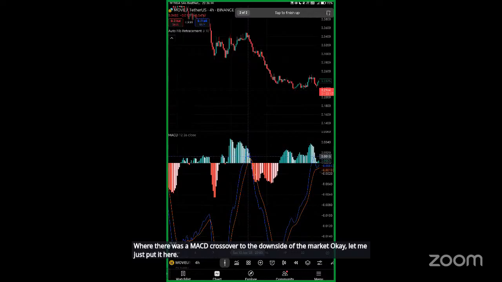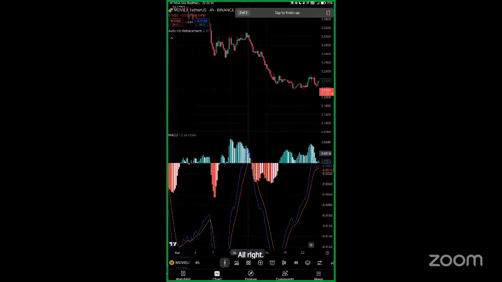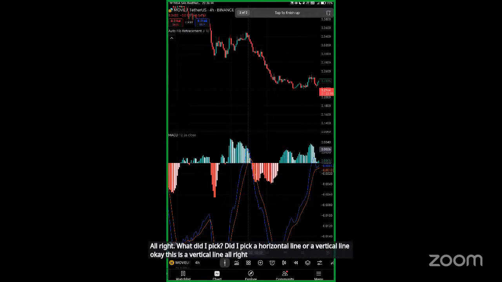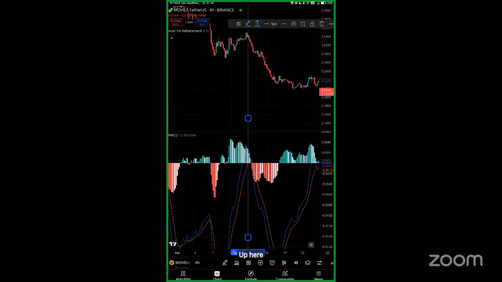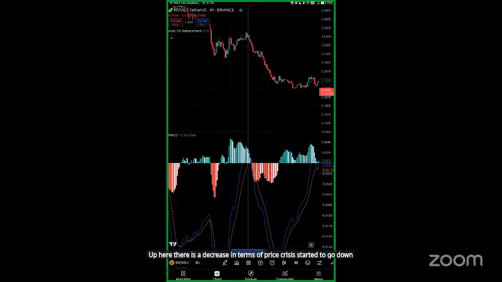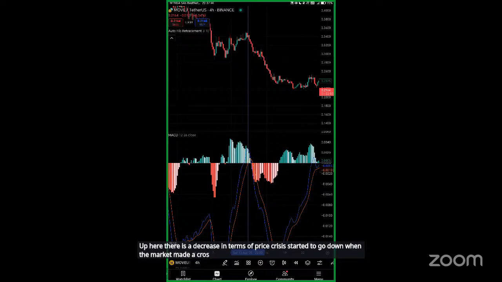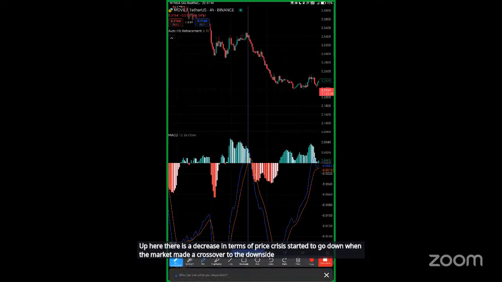All right, what did I pick? Did I pick a horizontal line or a vertical line? Okay, this is a vertical line. So the MACD made a crossover here. Can you see where I have drawn the line? Up here, there is a decrease in price. Price started to go down. When the MACD made a crossover to the downside, price started to go down.